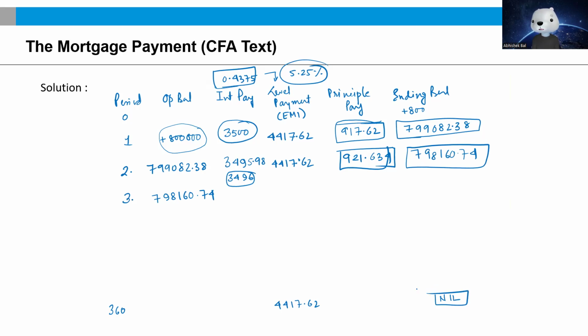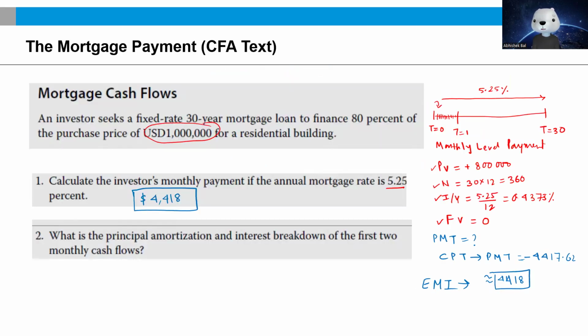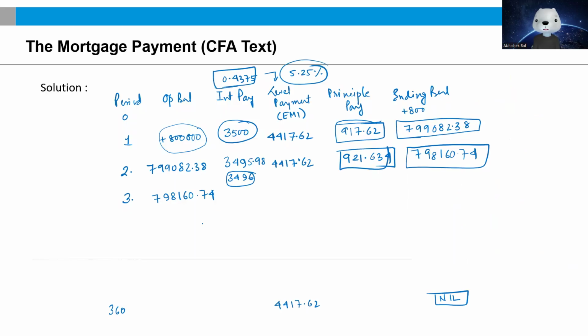All right, so our question had actually asked us to calculate the principal amortization and the interest breakdown for the first 2 monthly cash flows, and these are the answers. So if we break down the amortization part, we will see that the principal payment for the first month is going to be 917.62 US dollar, and in the second month it happens to be 921.634 US dollar, and the interest payment for the first month happens to be 3,500. The interest payment for the next month happens to be 3,496.